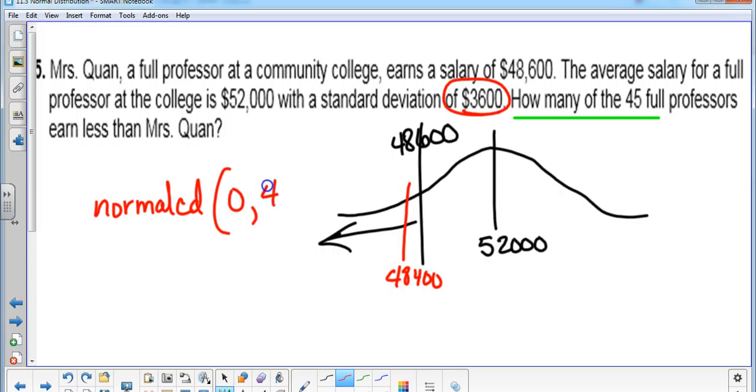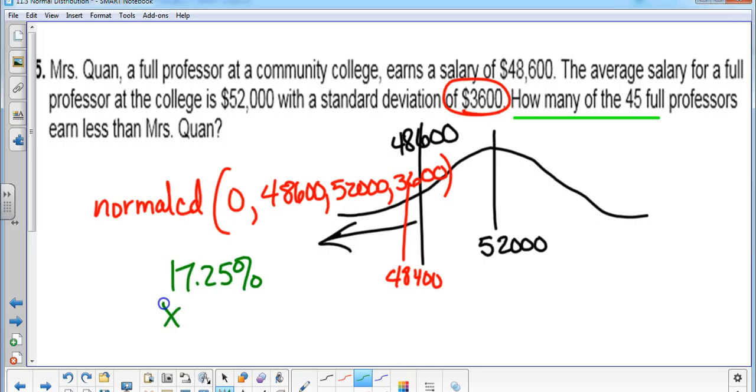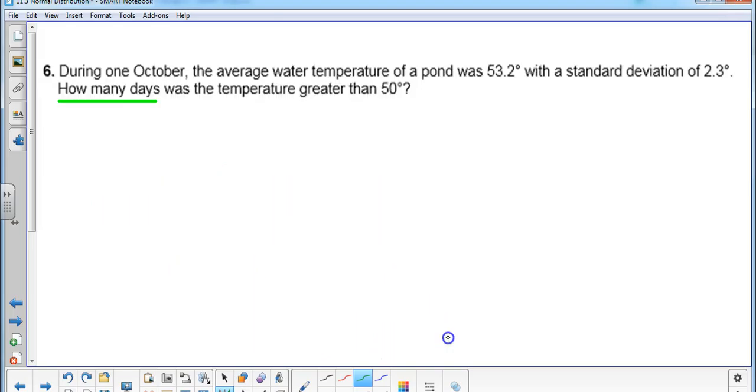Now, she wants everybody up to 48,600, where the mean is 52,000 and the standard deviation is 3,600. Okay, what percent do you get? 17.25% times 45 is roughly 8 professors earn less than her. So if she's the 8th person, maybe only 7 people are below her, but somewhere in there. Okay? All right, last question.